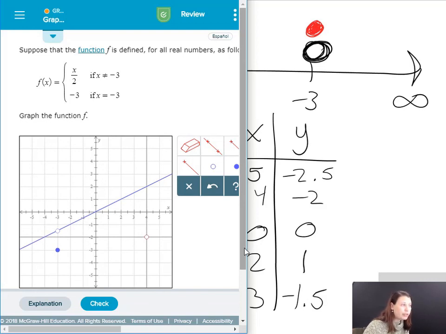If this point, the second piece, had filled in that hole, right, made it all connected, well, then it would be a continuous function. However, because they're disconnected, right, it's two separate pieces, this is not a continuous function. Okay, so that is lesson 2.7.